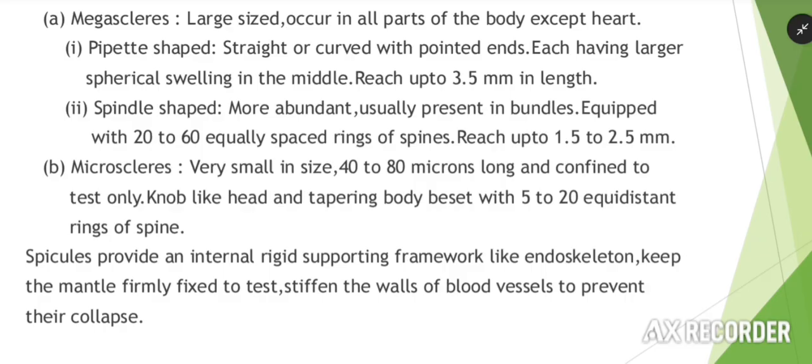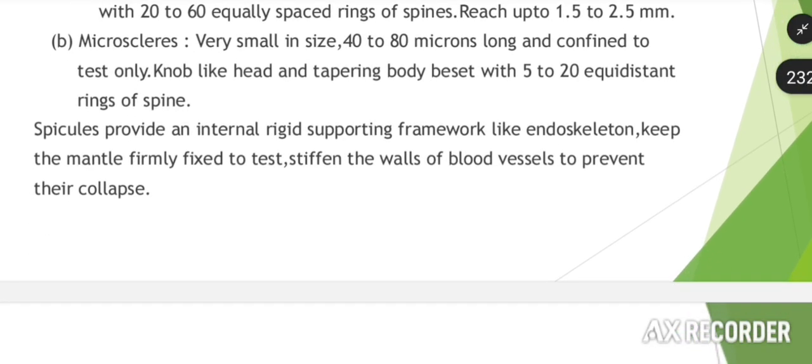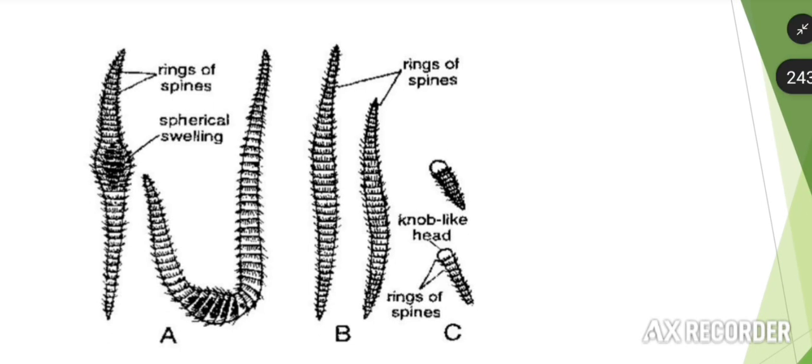Okay, so skeleton provides the framework of the body. Skeleton provides the shape, a perfect shape to our body. So in the same way these spicules act as the supporting framework like endoskeleton. Okay, so keep the mantle firmly fixed to the test, stiffen the walls of blood vessels to prevent their collapse. blood vessels को ये prevent करते हैं collapse होने से. Okay, so let's move to the next slide.